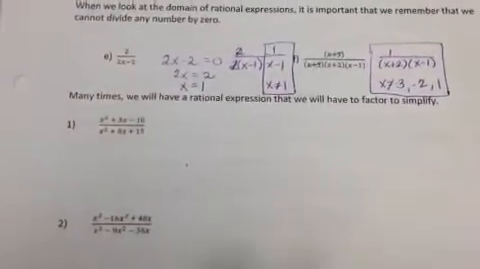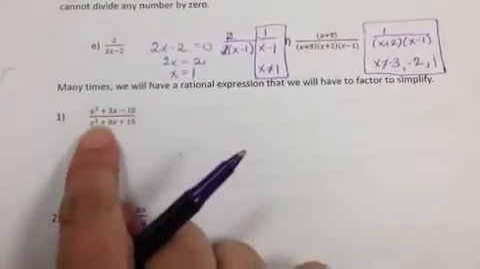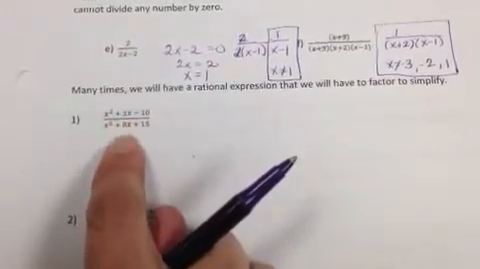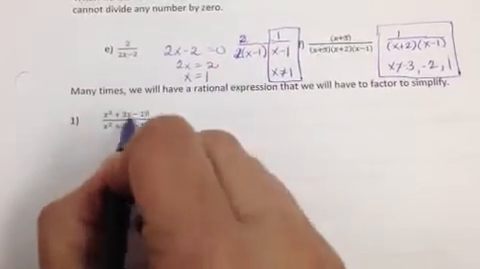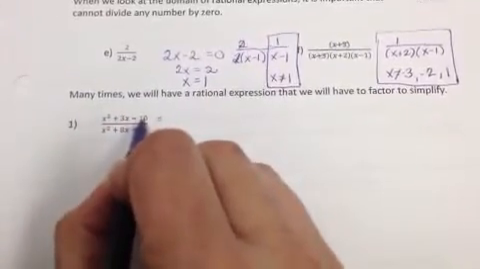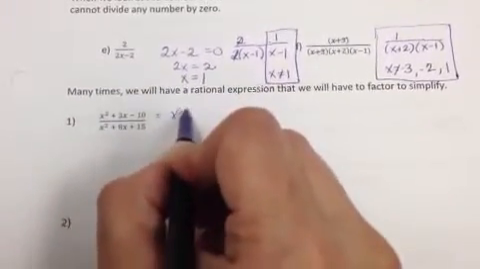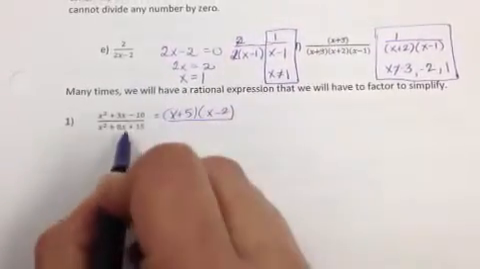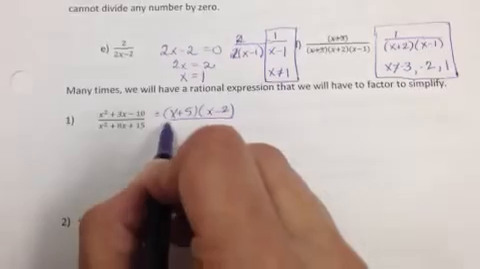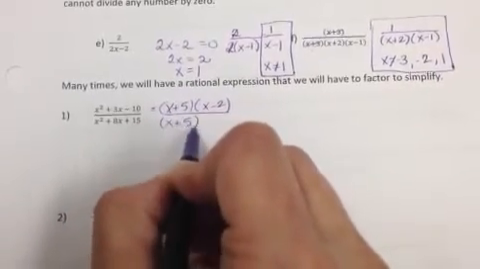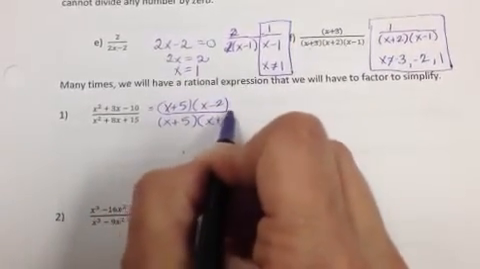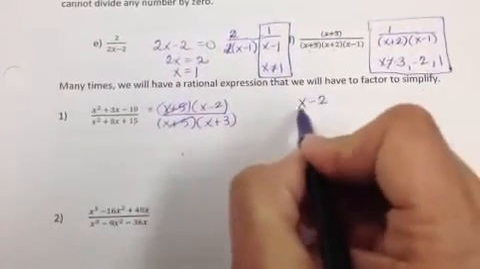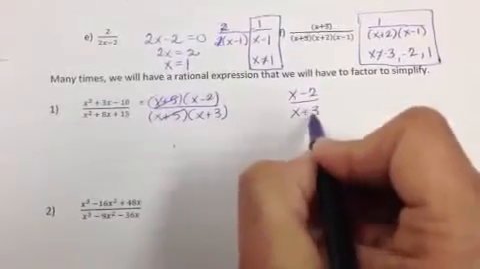Okay, so what we're going to do here is we have rational expressions, and we're going to factor them to simplify. So we need to factor numerator and denominator. The first thing I'm going to do is factor here, factors of 10 with a difference of 3. That's x plus 5 and x minus 2. In the denominator, factors of 15 that add up to 8. And that's x plus 5 and x plus 3. Those two are alike, so my answer is x minus 2 over x plus 3.